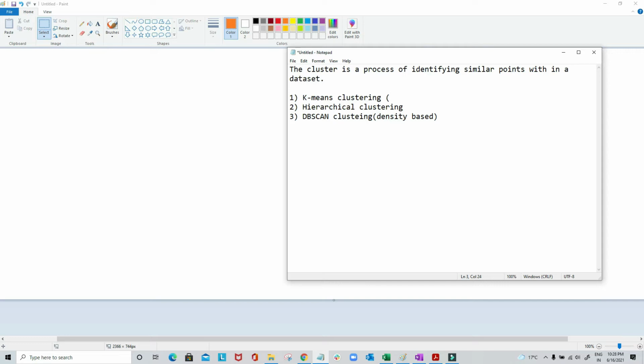This one is centroid based clustering. Within K-means, there is an advancement called K-means plus plus, which is also centroid based, but there is a subtle difference between K-means and K-means plus plus, which I'll be discussing further. And apart from K-means plus plus, there's one more called PAM, that is partition around medoids.